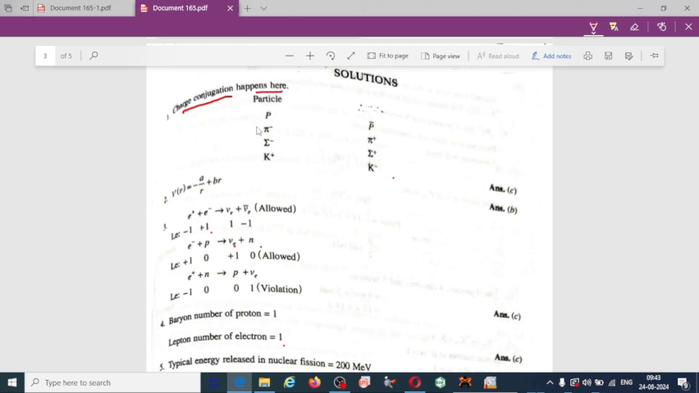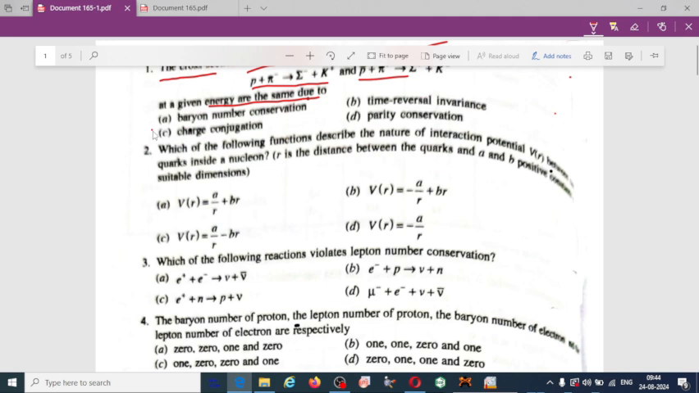The particles involved are proton, pion, sigma hyperon and kaon. And here are the antiparticles of all these. So charge conjugation is going to be conserved. That's why option C is correct here, charge conjugation.